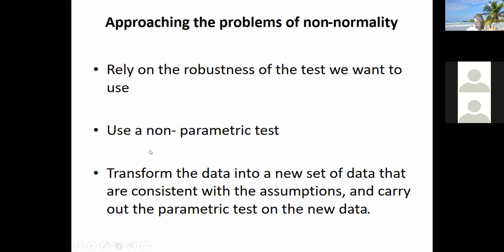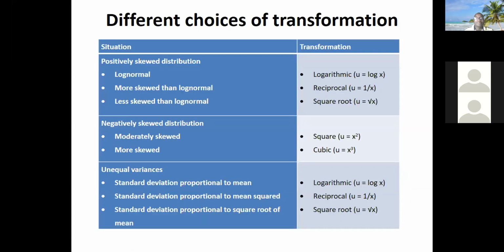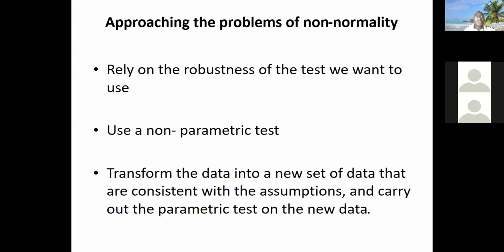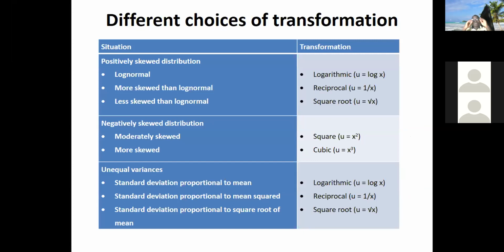Then you can use non-parametric tests, or you can transform data. But transforming data should be the last option. That's why people don't like to do it, because when you transform data, life is never the same. I think I gave an illustration of transformation, because we want to do transformation now.